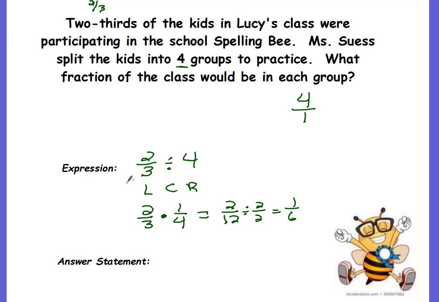So answer statement, let's answer the question. What fraction of the class would be in each group? Each group would have 1/6 of the class.